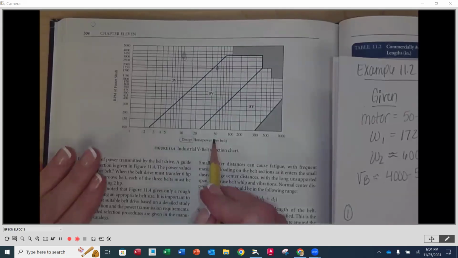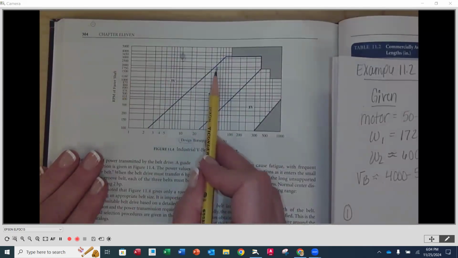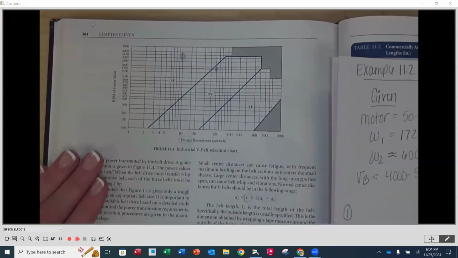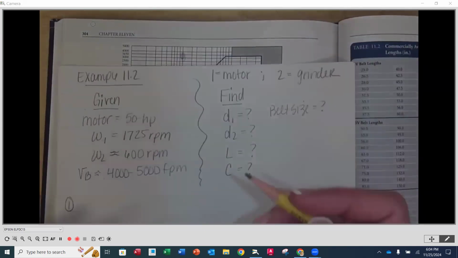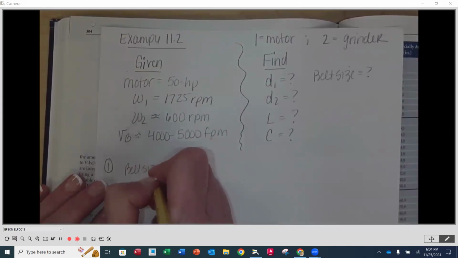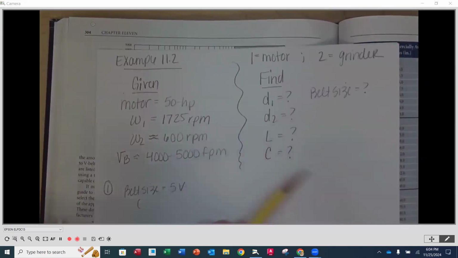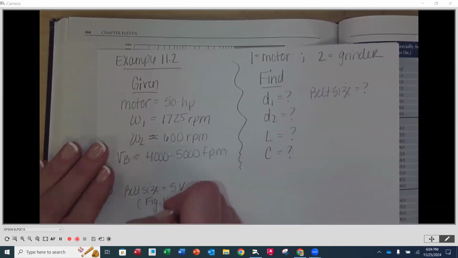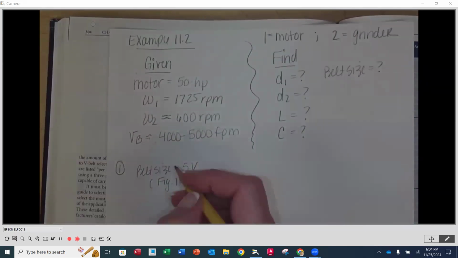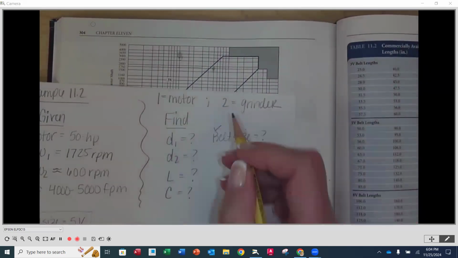Is that right? So here's 50, and here is 1750 or 1725, a little bit lower. So right about here-ish, right? Do you guys agree? Is it 5V? All right. So belt size equals 5V. And this is from, I'm sorry, figure 11.4. Okay. So this is one of our answers, so we can say that one is done.